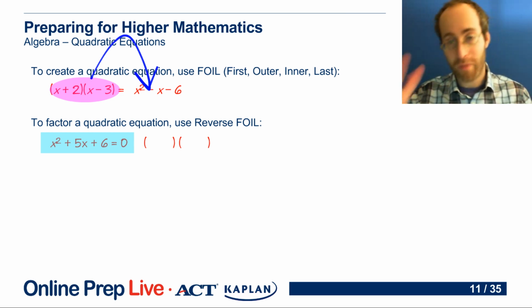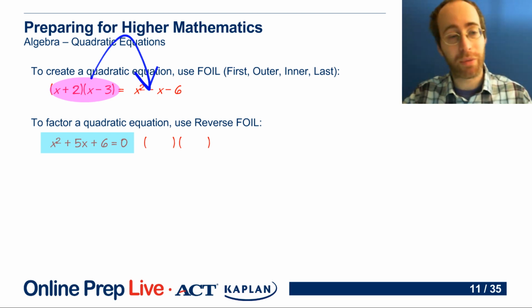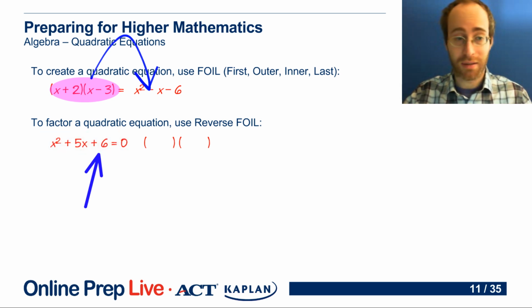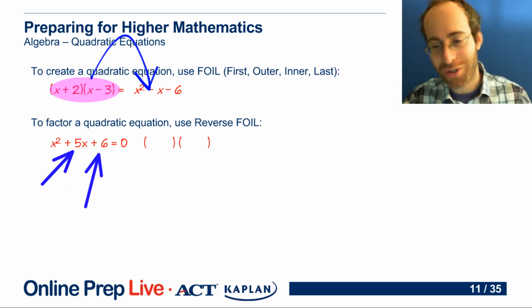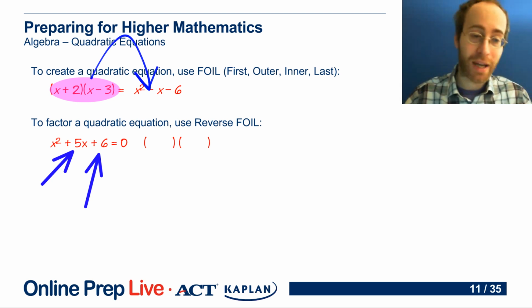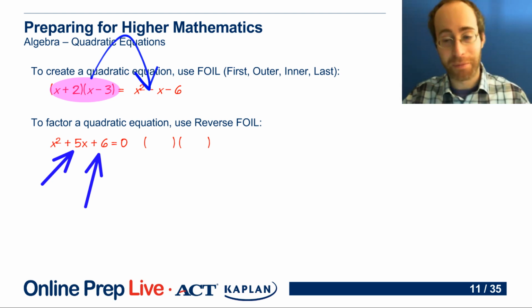To do this, we need two magic numbers. The two magic numbers we need are numbers that multiply to give you the number on the outside, in this case 6, and add to get you the number in the middle, in this case 5. So folks, what are the two magic numbers in this situation that multiply to 6 and add to 5?